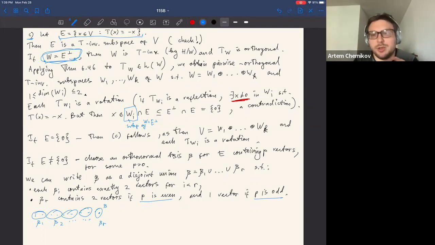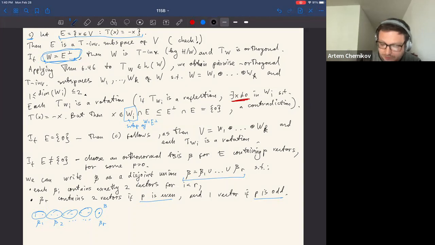So I just try to partition the whole space into a union of sets of size 2, and then I'm either left with 1 vector or with 2 in the end, depending on whether the total number of vectors was even or odd. You can pick this beta 1, beta 2 any way you want, following the requirement that they contain 2 vectors if you can. So this gives us such a presentation of beta as a union of some subsets.